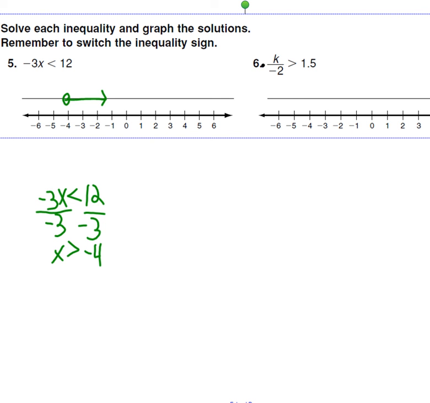No. Settle down. So since we're dividing by -2, we do the opposite. We multiply by -2. So 1.5 times -2 would be? 3. So we get k is, we flip the sign. And we get -3. So we graph that. If it is less than -3, there you go.